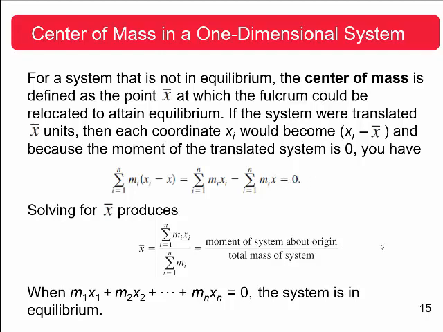Solving for x bar in this case, you would get the following. The center of mass, remember that's what x bar is, is defined as the sum of each mass times their corresponding distance from the fulcrum. So that's the moment of the system about the origin. And you would divide that by the sum of the m sub i's, or the total mass of the system. When the moment of the system about the origin is equal to 0, so that's when the numerator is equal to 0, we say this system is in equilibrium.